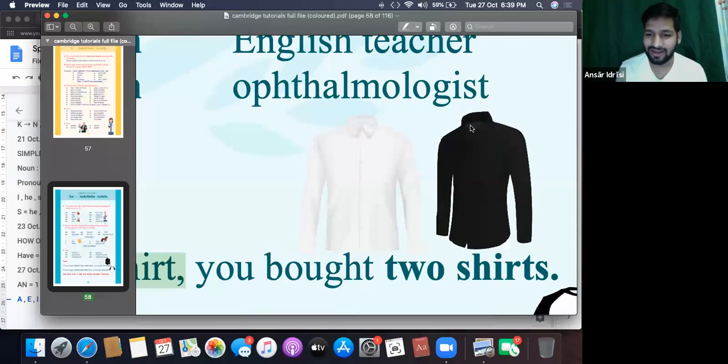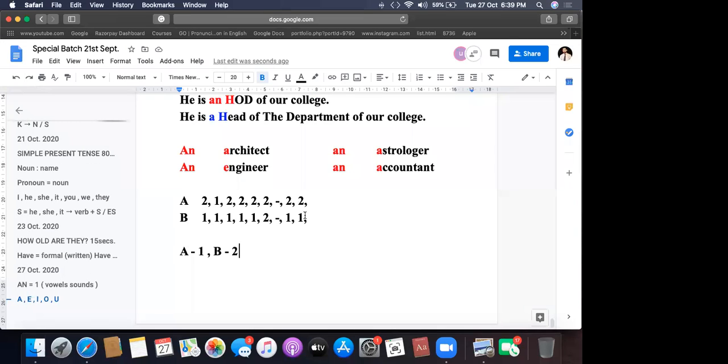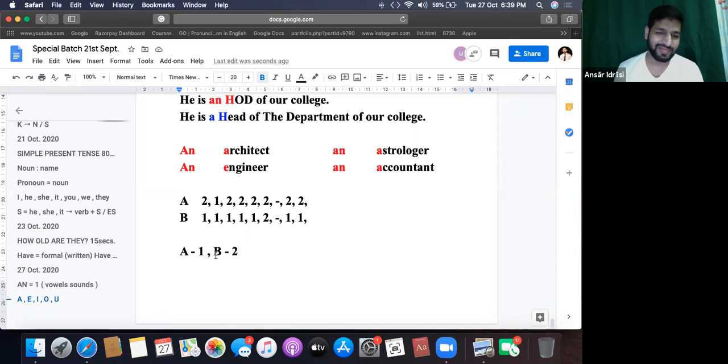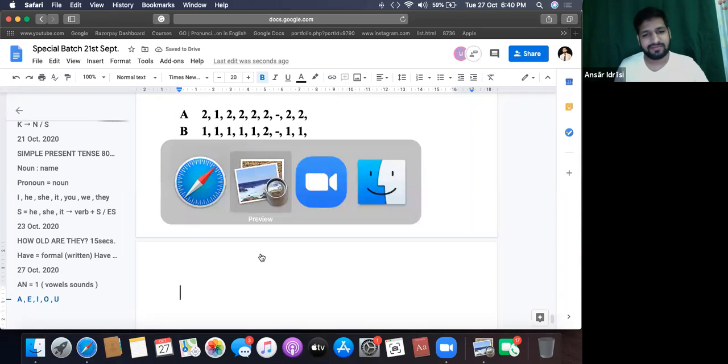Yes, sir. Understood? So the answer was there: 1 and 2. Not one person's answer is correct. You all made it 2 and 1. I said A bought a black and white shirt and B bought a black and a white shirt. So the answer should have been: A bought one black and white shirt, 1 shirt, and B bought a black and a white shirt, 2 shirts, one black and one white. Where are we? Where are we now?